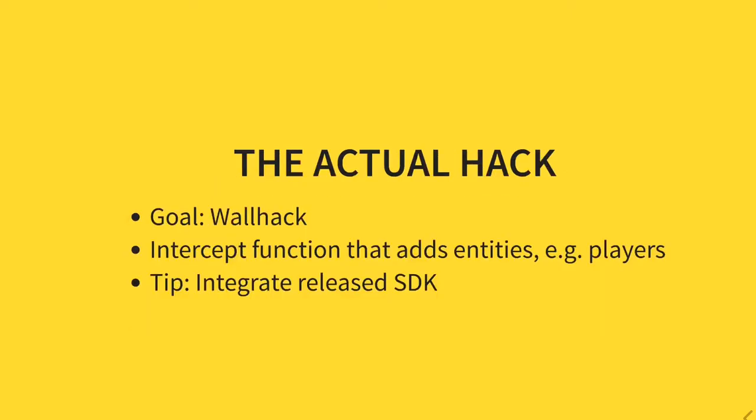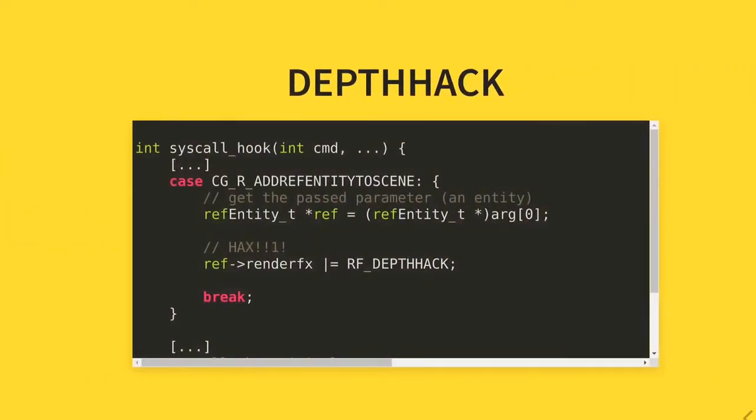So now with the hook being set up, I wanted to create a wallhack. And I've integrated the official SDK for this game to have all flags and values available that I'm going to use now. And I proceeded to intercept the function that adds entities to the screen. I've created my own function called syscallHook, which gets called instead of the original syscall handling function. And I've created one case where I'm going to execute my own code. And that's the case as soon as the command equals this value.